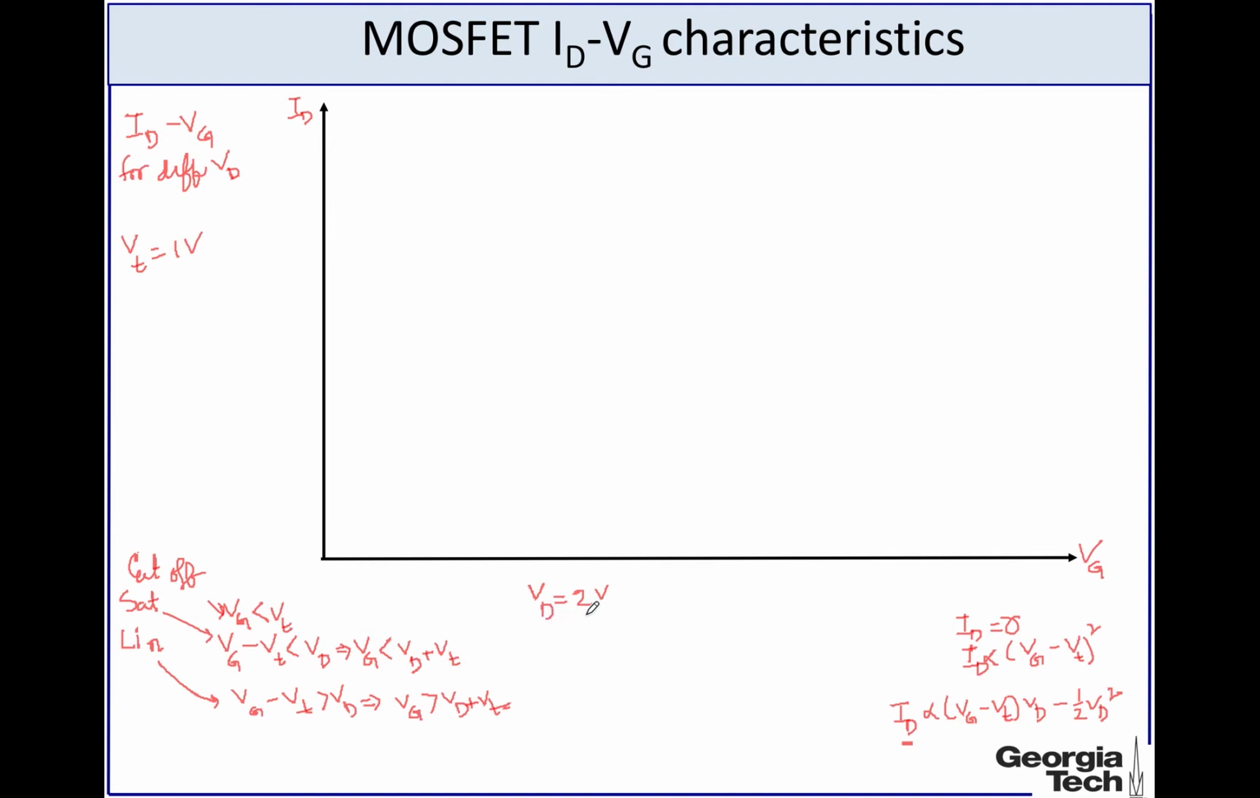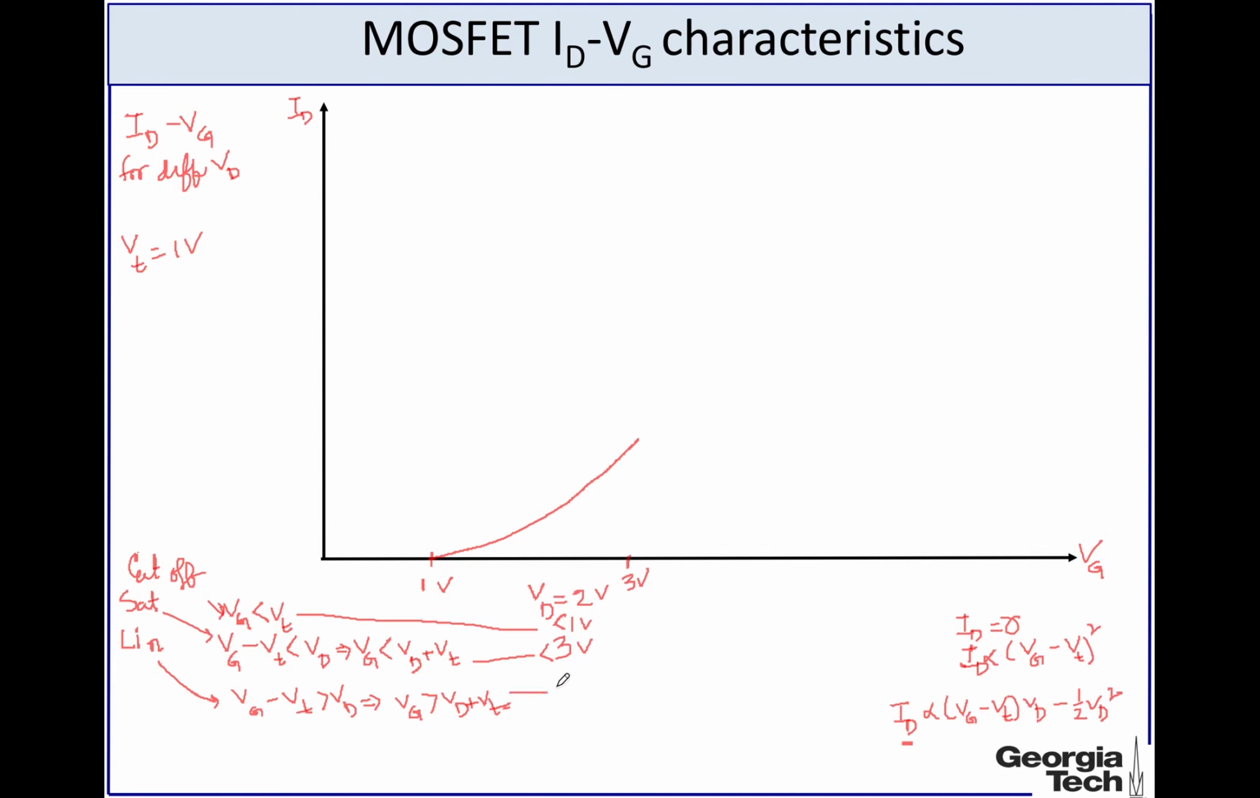When the drain voltage is 2 volts, it will be in the saturation region when Vg is smaller than Vd plus Vt, which means 3 volts. It will be in the cutoff region when the gate voltage is below 1 volt. So this curve looks like this. Say this is 1 volt here and this is 3 volts here. Between 1 volt and 3 volts, it will be in the saturation region, so it will be a quadratic function of Vg minus Vt. So it will be like this.